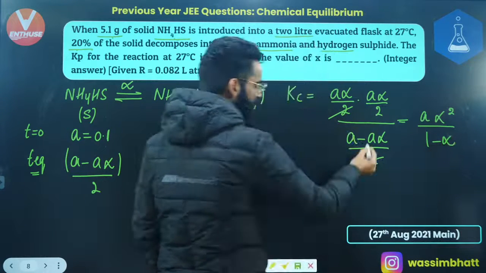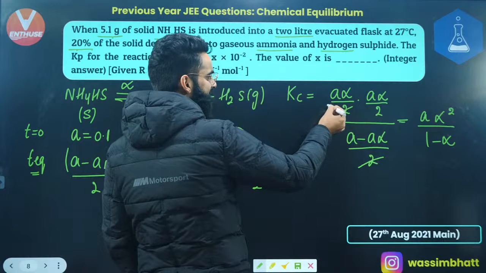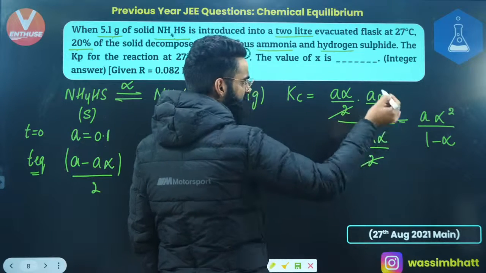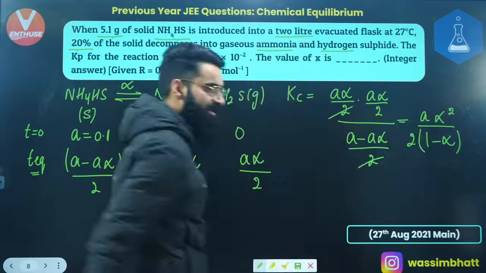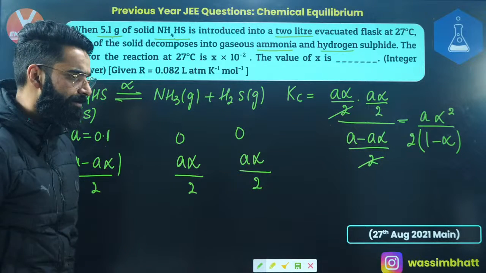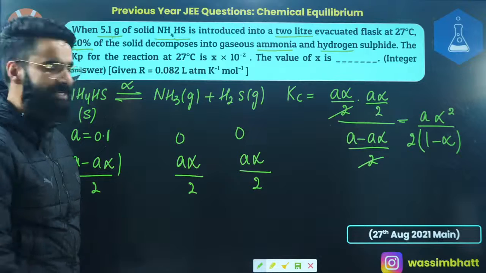As simple as that. Because I've taken A common from here, A gets cancelled. So it's going to be A alpha square divided by 2 multiplied by 1 minus alpha as well. Okay, I'm sure it's clear. Yes. So Kc you got.